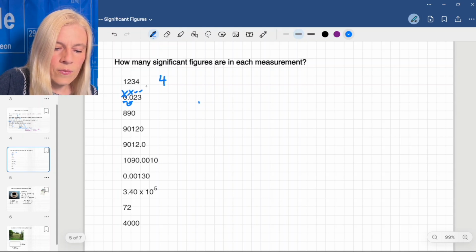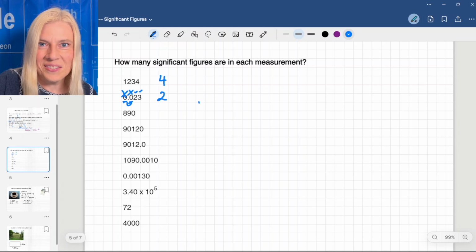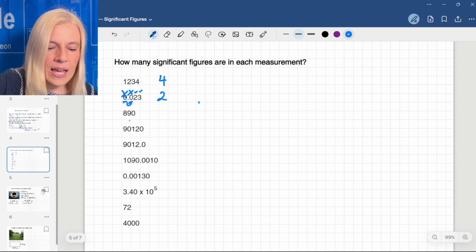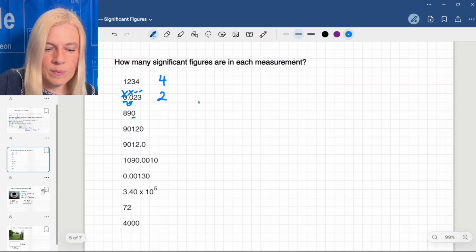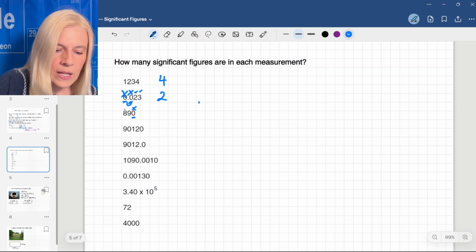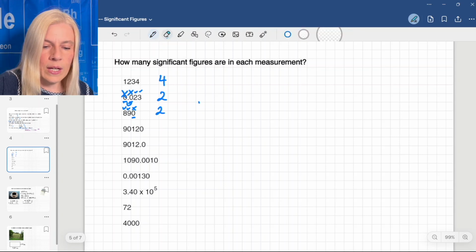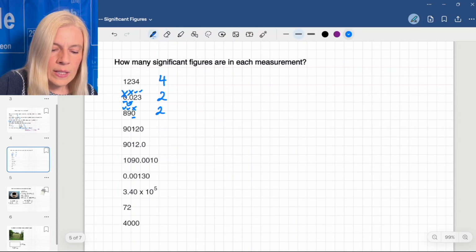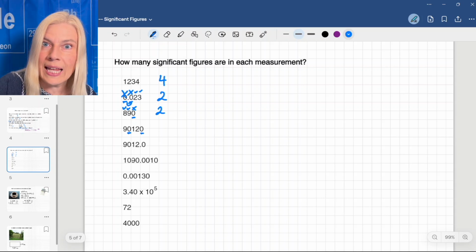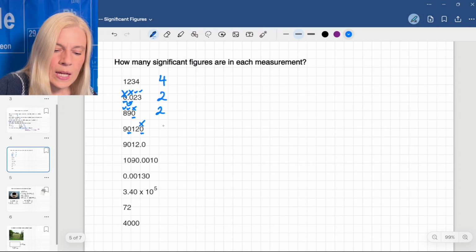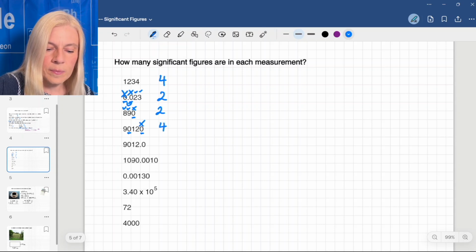So the 2 and the 3, yes, so we have 2 sig figs here, right? Okay, 890, where this 0 is after a number, but not after a decimal point. So this 0, no. And 8 and 9, yes, so again, 2 sig figs right here. How are you doing? Is this okay? All right, let's go here. Well, this 0 here is a sandwich 0. So yes, significant, but this 0 is after a number, not after a decimal, so nope. So we have 4 sig figs here.